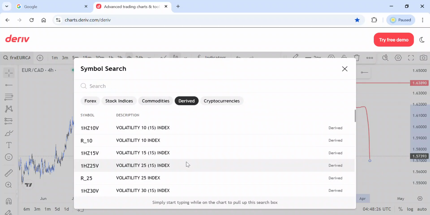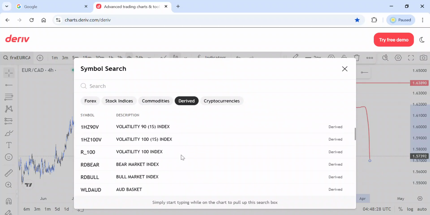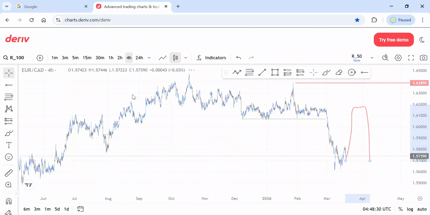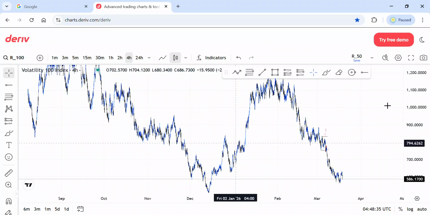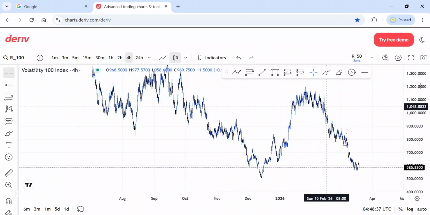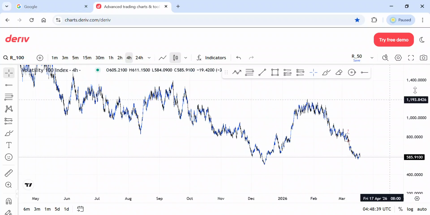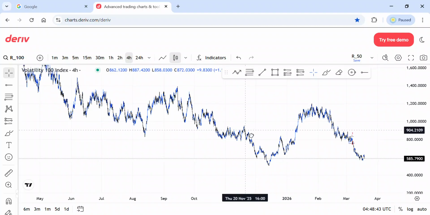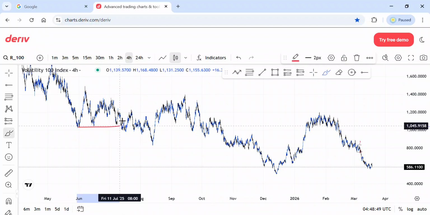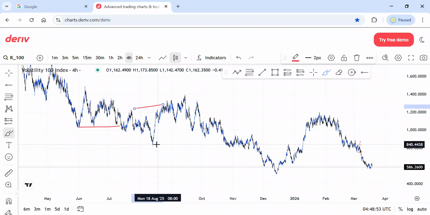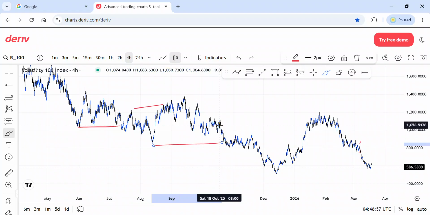Let me go to synthetic indices. Let's go to Volatility 100. So according to this Volatility 100, what can you see? You need to zoom out to see what has been happening in the chart. As you can see, we have a breakout here. The market took out this high, then later on broke this low. So this is a liquidity sweep for us. The market took it out, then broke this low to the downside.